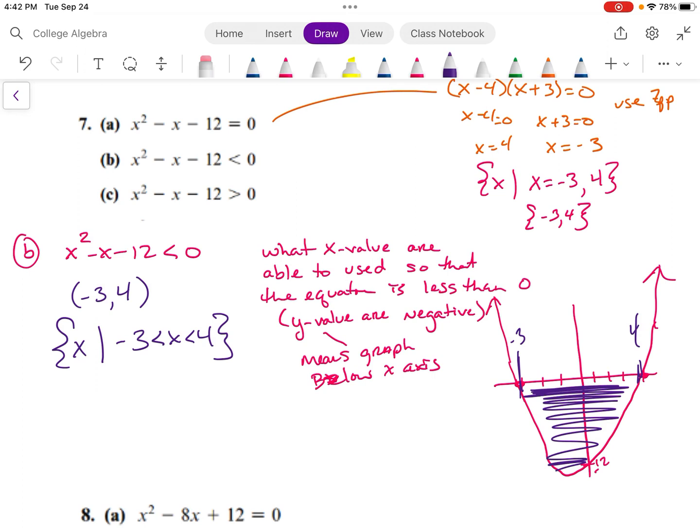The third one, part C, is basically to change the inequality around and ask, when is this quadratic equation, this function, this quadratic thingy, greater than 0? So when is the graph above 0? When is the graph, the y values, positive? Here we're looking for the y values to be positive.